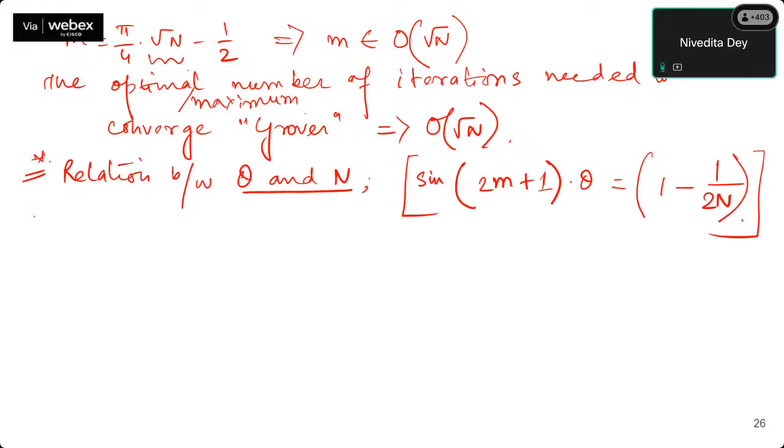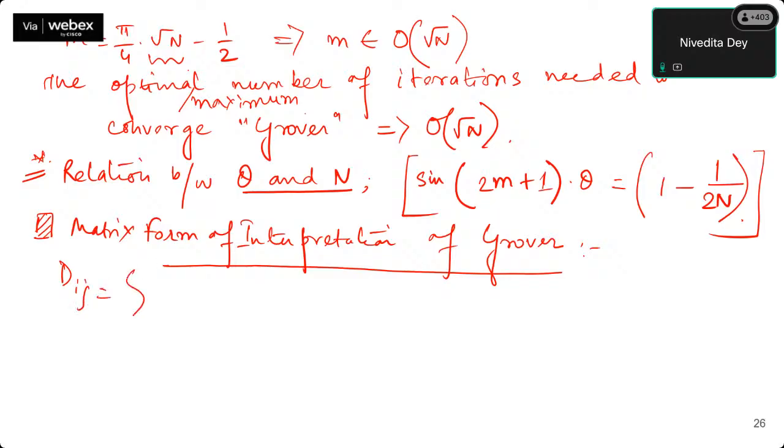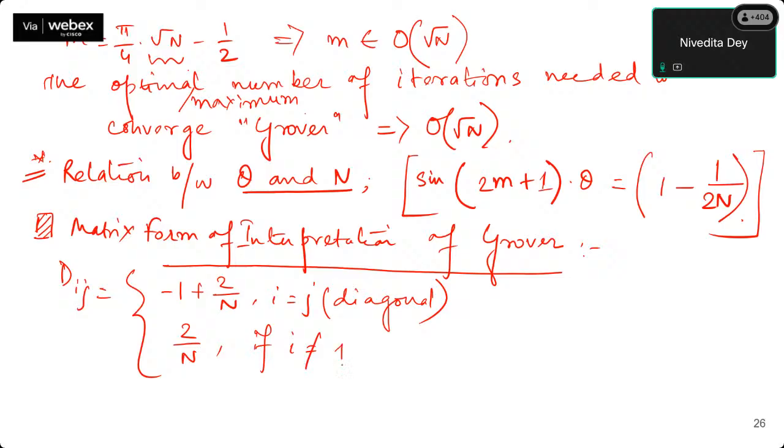One more interpretation that Grover made is the matrix form of interpretation using a diffusion matrix form of interpretation of Grover. Since it is matrix, it will be a row and a column. So i and j I'm taking. How to fill up the matrix is dij, the values itself will be minus 1 plus 2 by n, where i equals to j. That is for the diagonal elements. And for other cases, it will be simply 2 by n if i is not equals to j.